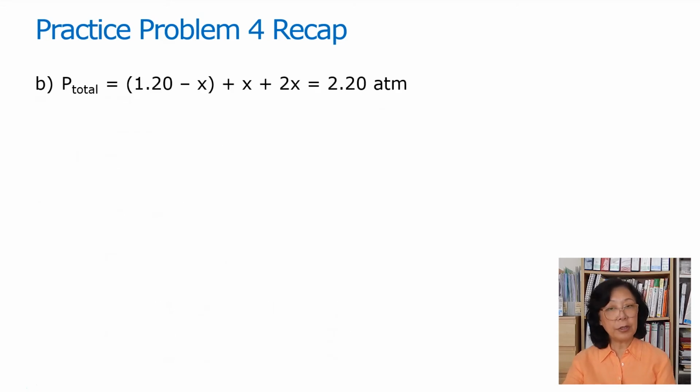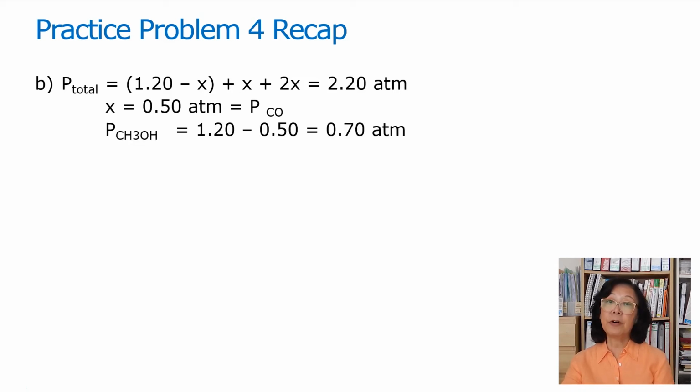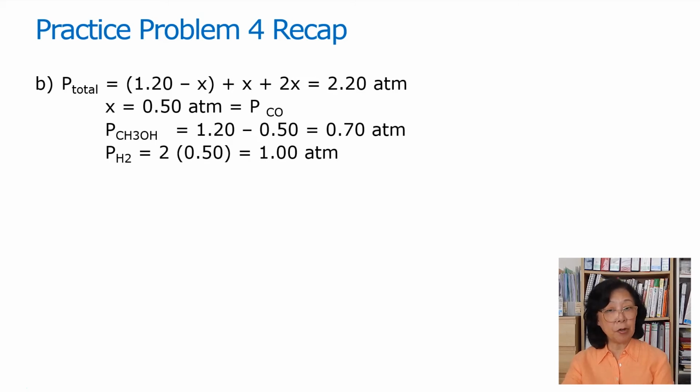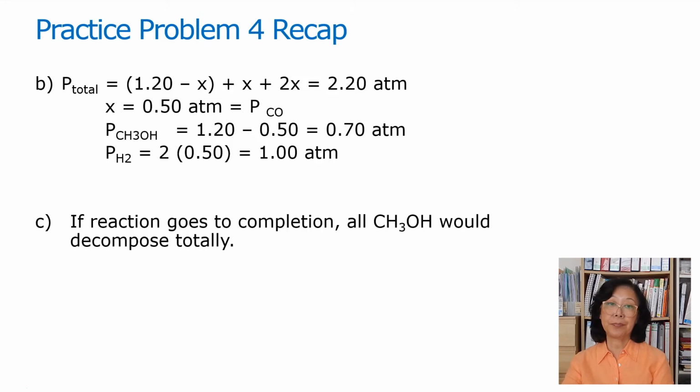The total pressure is equal to all 3 species added together, equal to 2.2 atm. Therefore, we can solve for X to be 0.5, which represents the partial pressure of carbon monoxide. The partial pressure of methanol at equilibrium is 1.2 minus 0.5, which is 0.7 atm. And the partial pressure of hydrogen is 2 times 0.5, which is 1 atm.